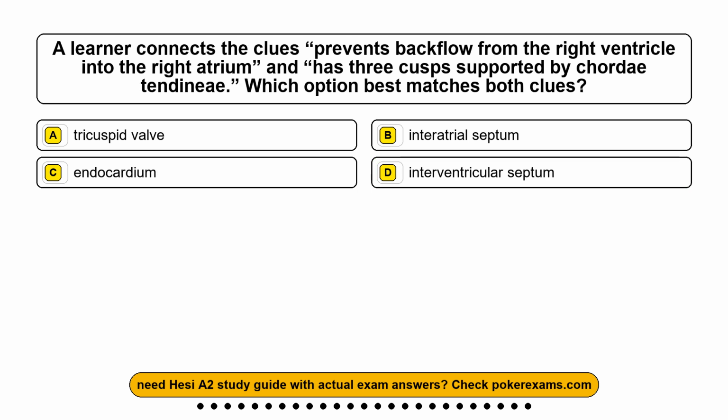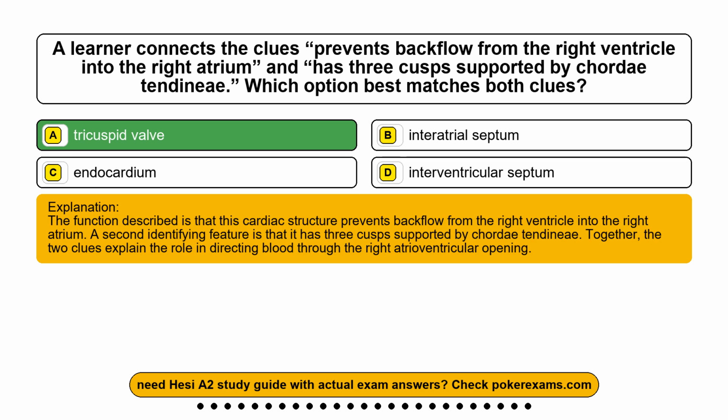Question 22. A learner connects the clues: prevents backflow from the right ventricle into the right atrium and has 3 cusps supported by chordae tendineae. Which option best matches both clues? Option A, tricuspid valve. Option B, interatrial septum. Option C, endocardium. Option D, interventricular septum. The correct answer is option A, tricuspid valve.